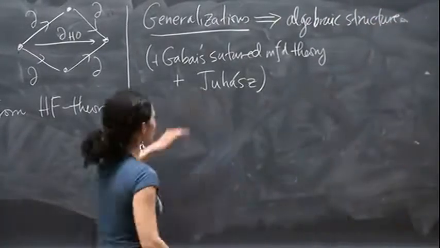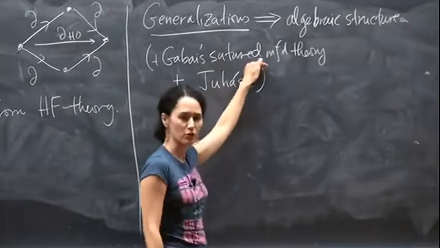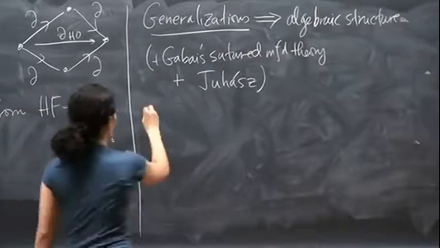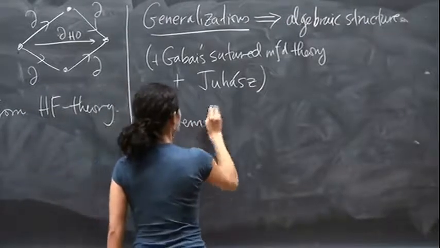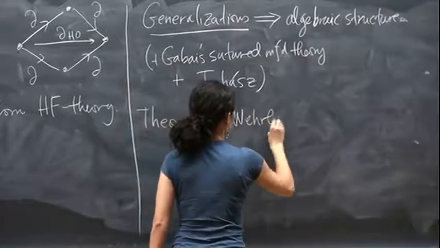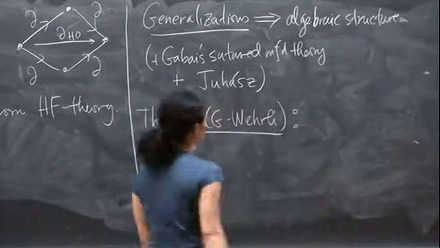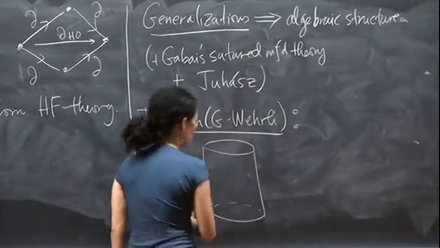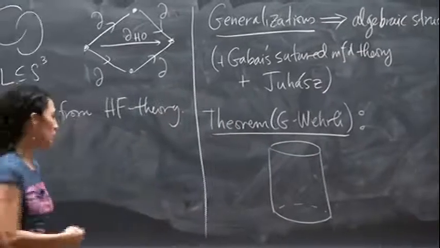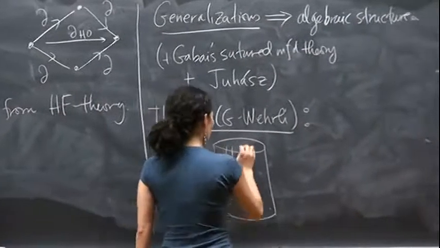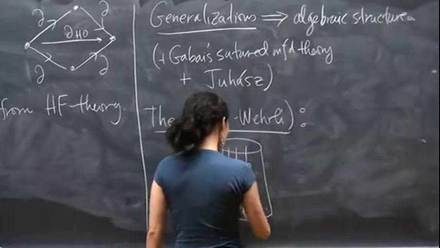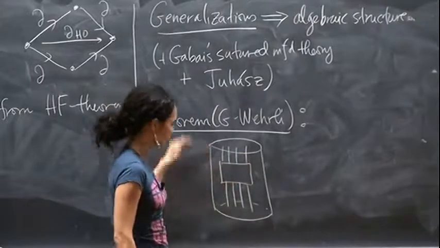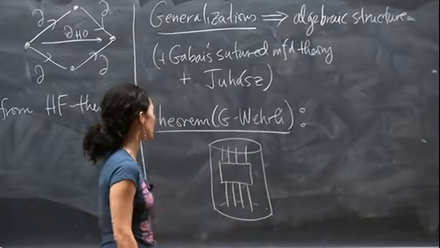Okay, so we heard a little bit about sutured manifolds yesterday from Yi Ni. I'm not going to say too much about them, but I will describe some of these generalizations. So you have similar spectral sequences to this original Ozsvath-Szabo spectral sequence, which is defined for tangles in the three ball. So not just links in the three ball, but properly embedded one manifolds in the three ball.